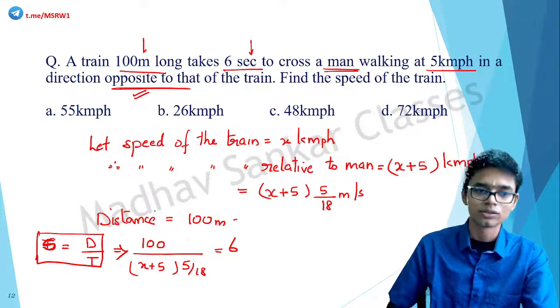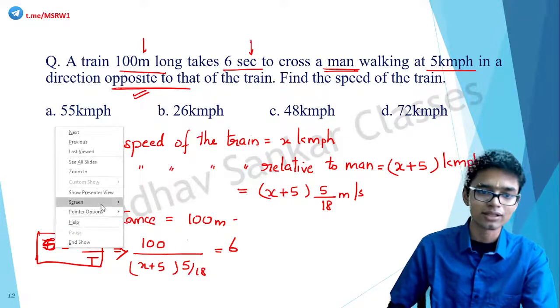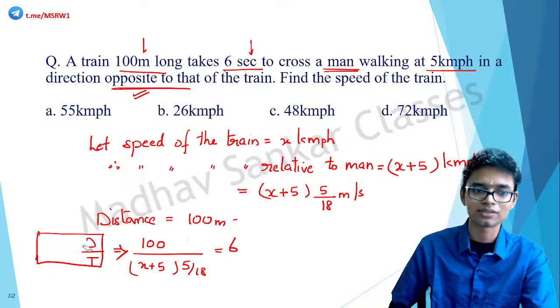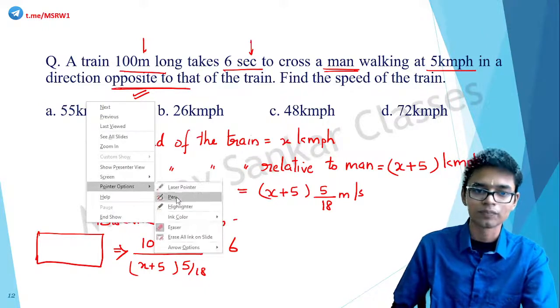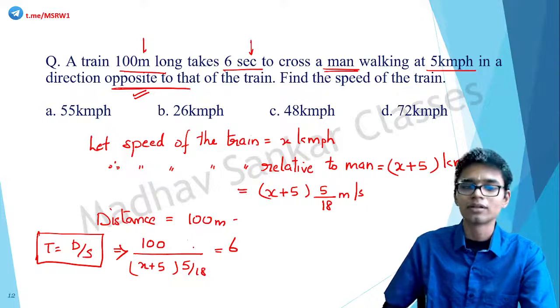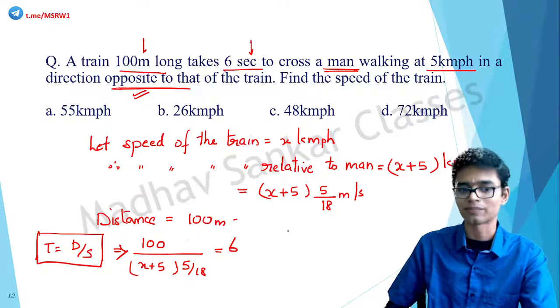Okay. So here the formula is not speed is equal to distance by time. It is actually time is equal to distance by speed. The first thing I wrote was correct. Okay. Time is equal to distance by speed. So 100 divided by speed is equal to time. So from this, solve for x and that is your answer.